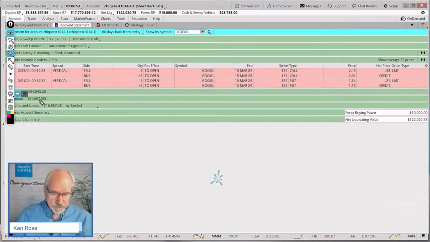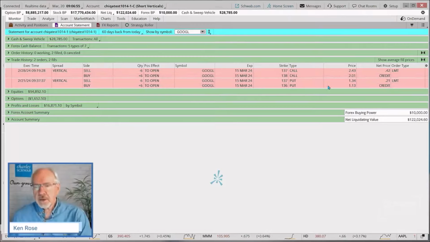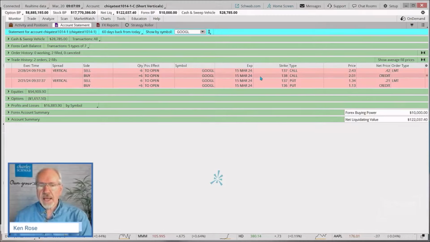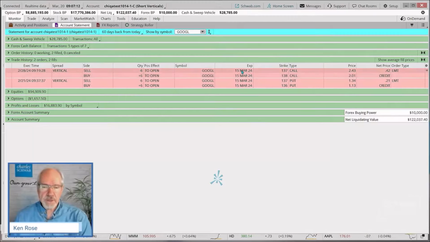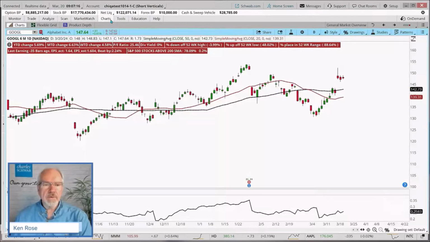And then notice that we just have this action here. Nothing was done to this iron butterfly. So what would happen holding this through expiration? From a theoretical perspective, we want to see where Google was on the expiration day, which was March 15th. Let's take a quick look and pull up the chart for Google.